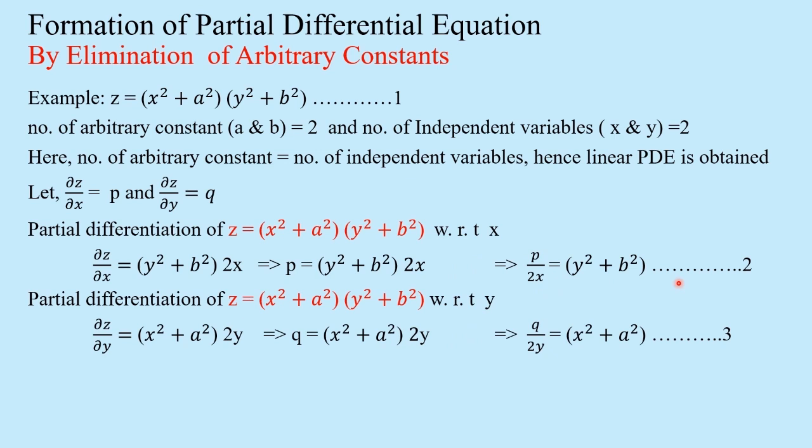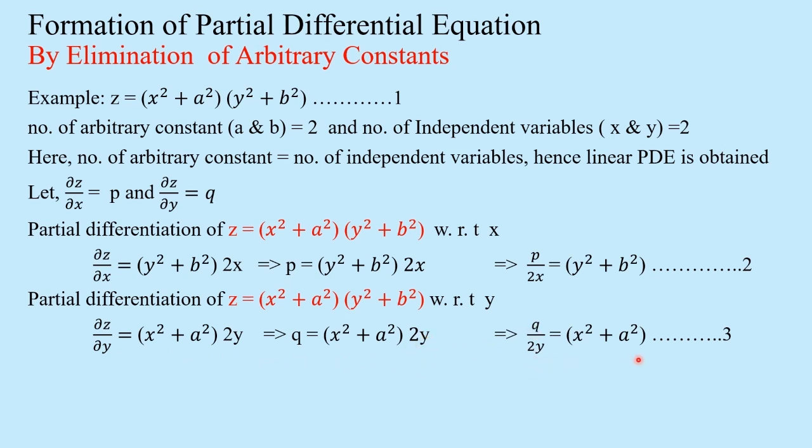Partial differentiation of this with respect to y. Here z becomes dou z by dou y. This and these two are a product of two terms. So here the product rule of differentiation is used, and we get x square plus a square times 2y. Dou z by dou y is q. So q is equal to this. Bring this 2y down here. So q by 2y is equal to this.